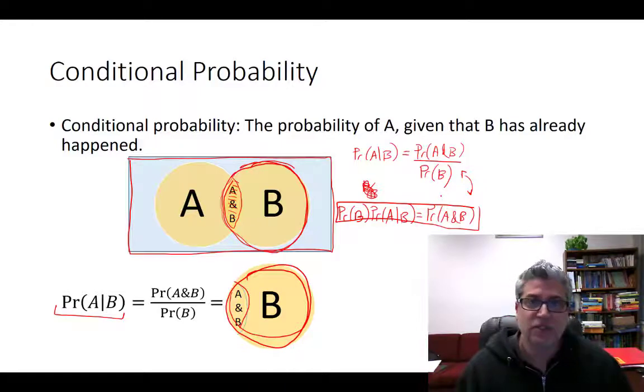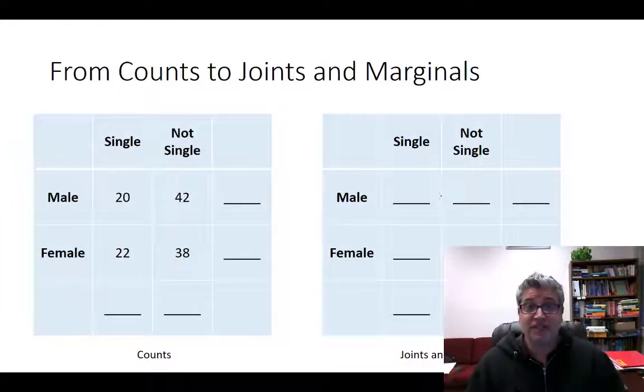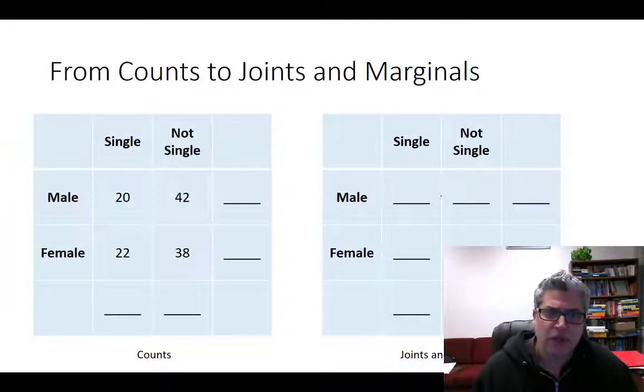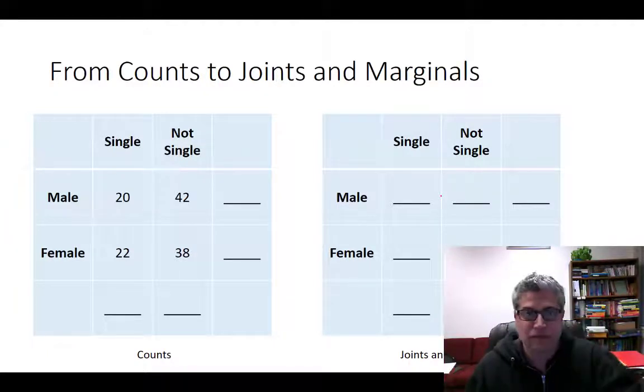So let's practice doing some of this, and we'll go way back to the idea of probability as counting. Here's, I hope, a fun example. You're at a bar, and let's suppose that you know, somehow, that there are 20 single guys, 42 taken guys, 22 single girls, and 38 not single girls in the bar. Usually you don't know that, but let's pretend that we know that for the sake of this example.